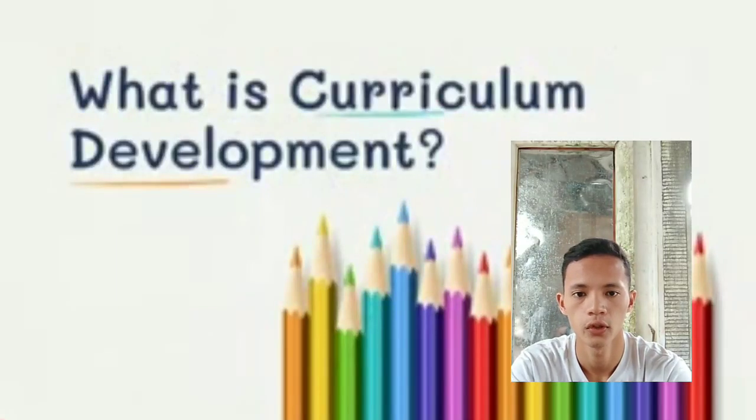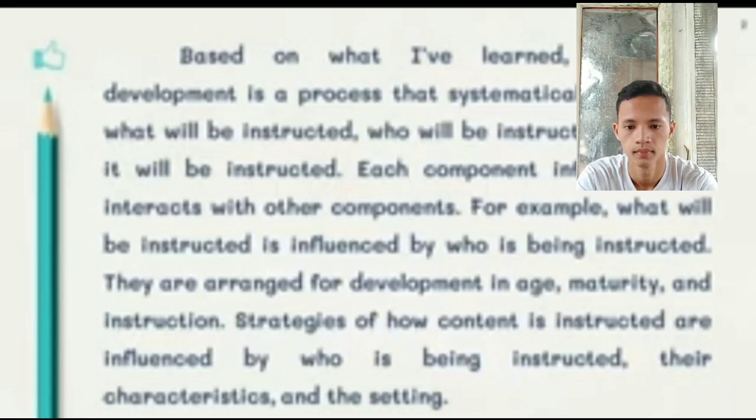What is curriculum development? Based on what I have learned, curriculum development is a process that systematically organizes what will be instructed. Each component influences and interacts with other components. For example, what will be instructed is influenced by who is being instructed. They are arranged for development in age, maturity, and the instructions.